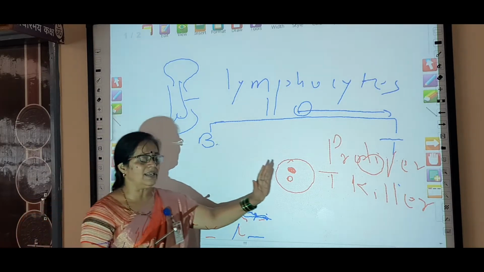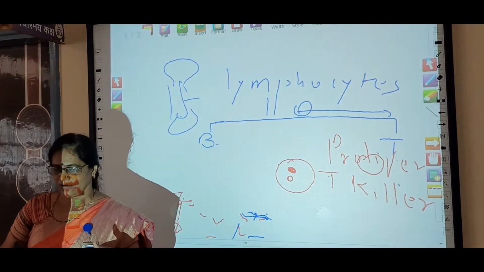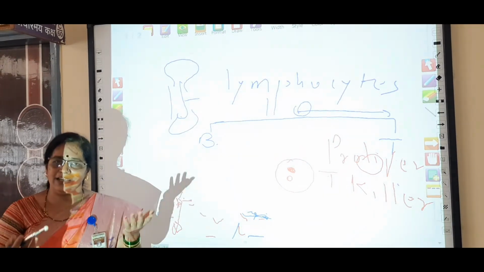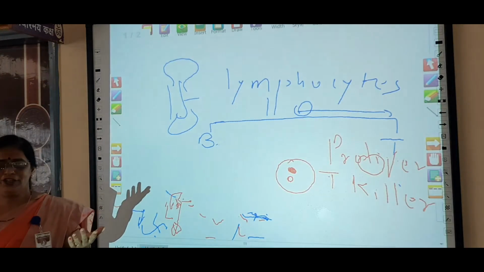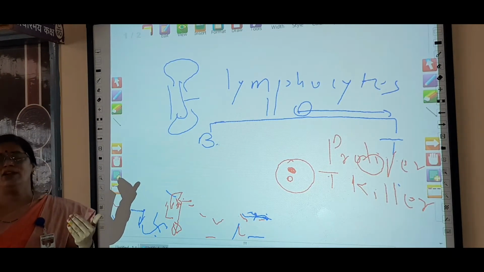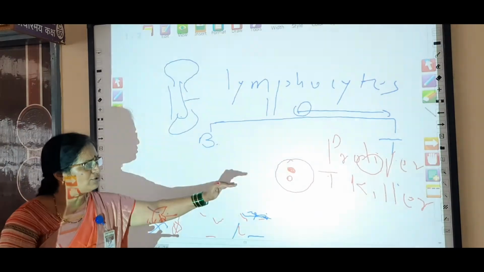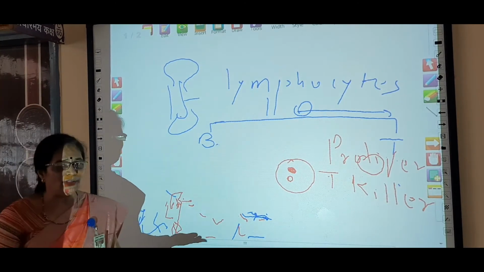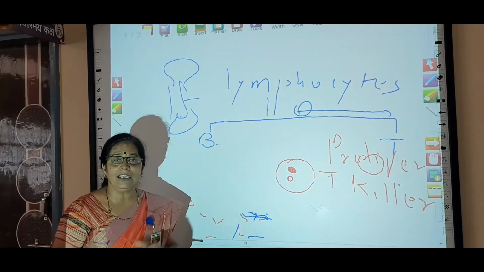Cytotoxin, why are these T killer cells called the cytotoxin? Because it kills itself. Which one? The infected cell. The infected cell kills itself to prevent the spreading of that infection toward different body parts. That's why it is called the T killer cell. No doubt it kills the pathogen as well as it kills itself.